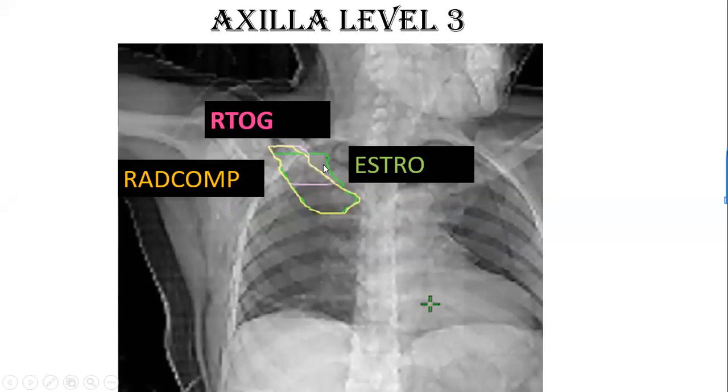One thing I should mention here is the retroclavicular station. This space is neglected by the RTOG and included in the ESTRO. However, in RADCOM, retroclavicular lymph nodes are not addressed in axillary level 3, but this area is included in the supraclavicular node. So this area is not included in level 3 of RADCOM; in the RADCOM guidelines, it is included in level 4, that is supraclav.